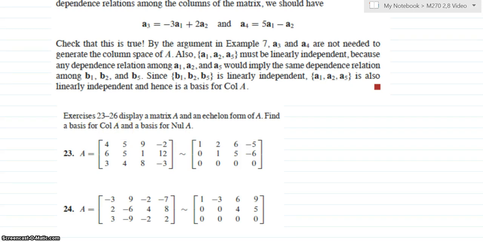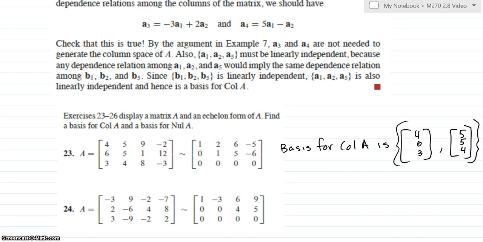So we know the column of A is where the pivot points are. So here's the echelon form. So we know that the basis for A is the first two columns, but you have to use the original A. So the basis for the column of A is the first column, 4, 6, 3, and then the second column, 5, 5, 4.